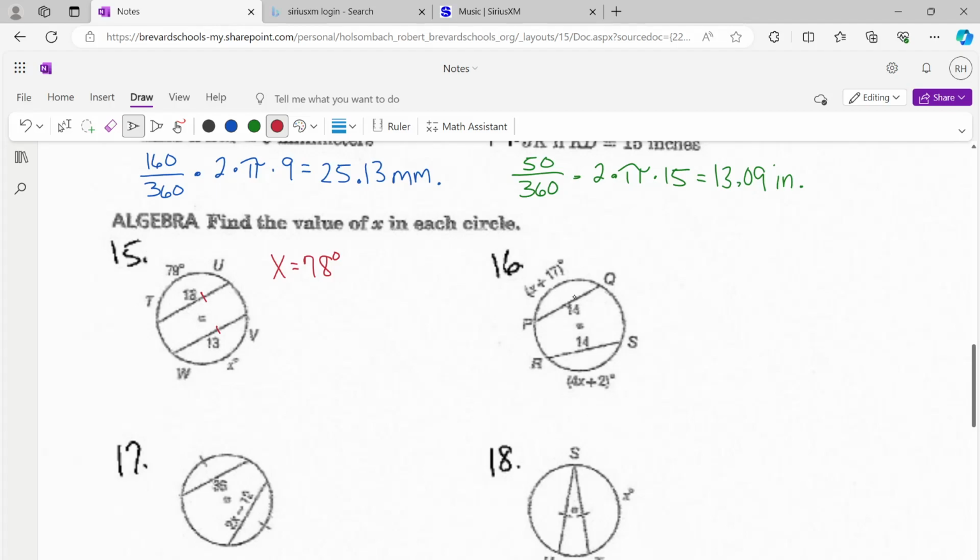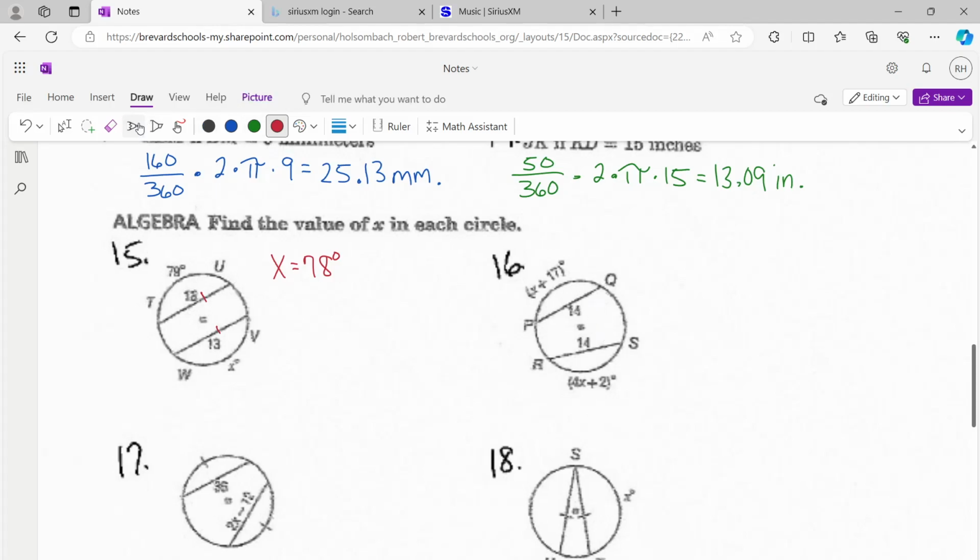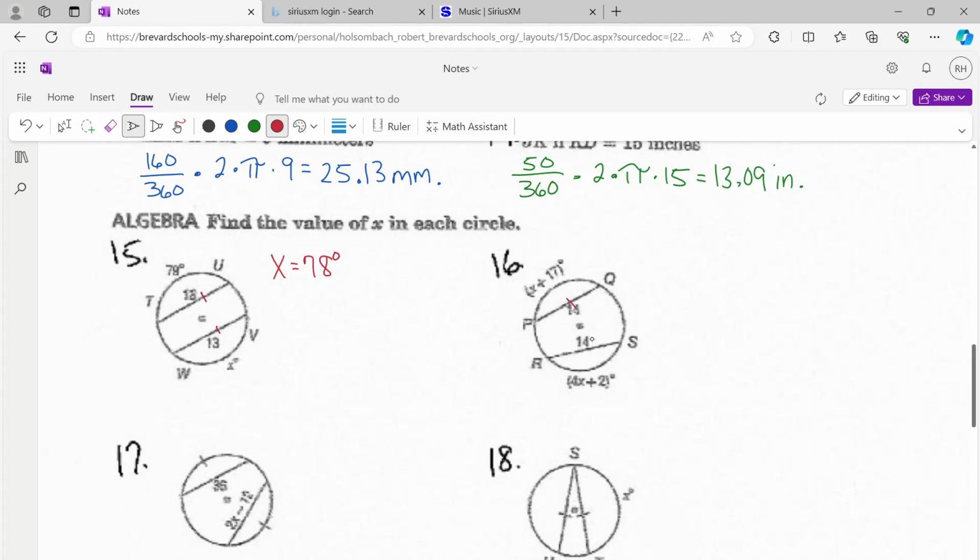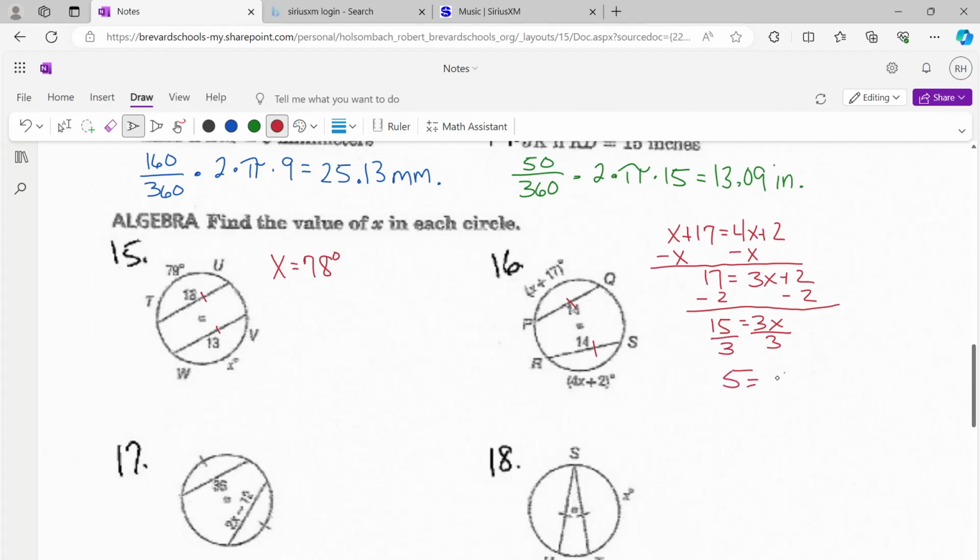In problem number 16, we got two congruent chords. So we've got two congruent arcs. So our x plus 17 is equal to 4x plus 2. Subtract x from each side. 17 equals 3x plus 2. And then we're going to subtract 2 from each side. So 15 equals 3x. And divide both sides by 3. Five is equal to x.